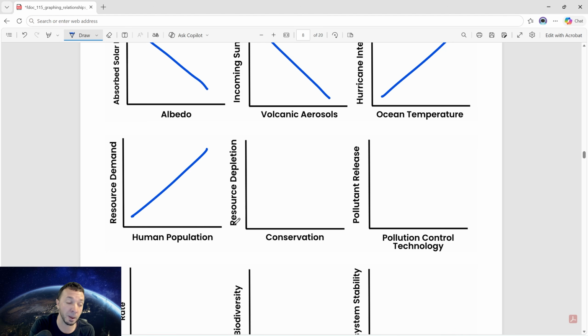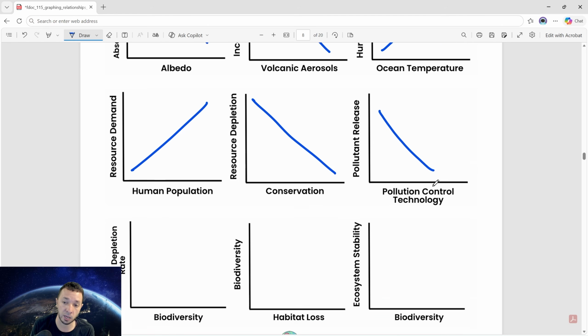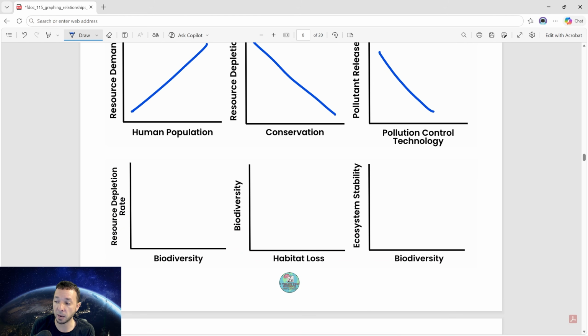Deplete means amount going away. That should go down. Pollution control technology goes up. What happens to how much pollutants can be released? Hopefully less. Technology better, less pollution. As biodiversity increases, what happens to the resource depletion rate? Biodiversity is good, so rates should drop.